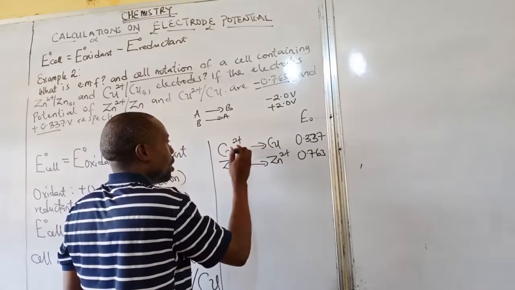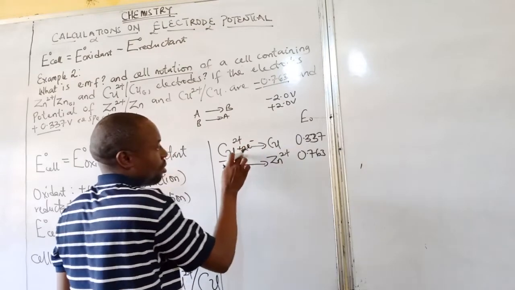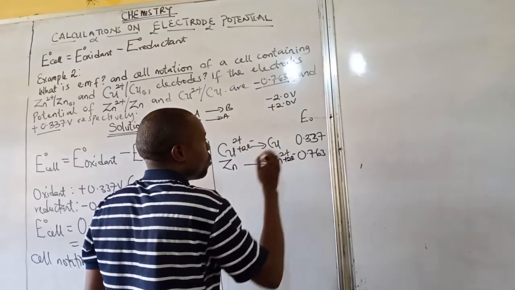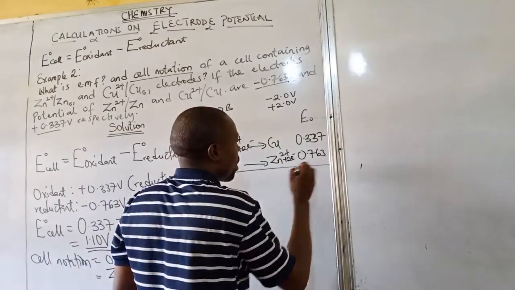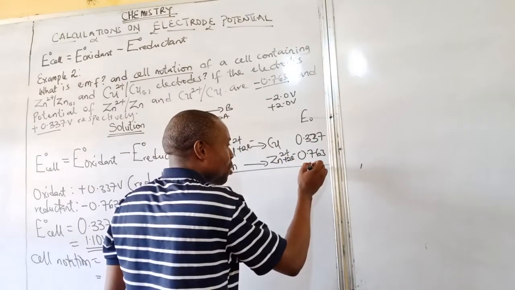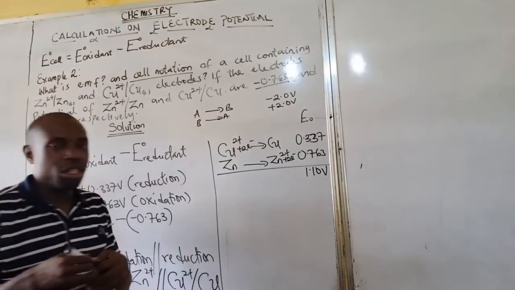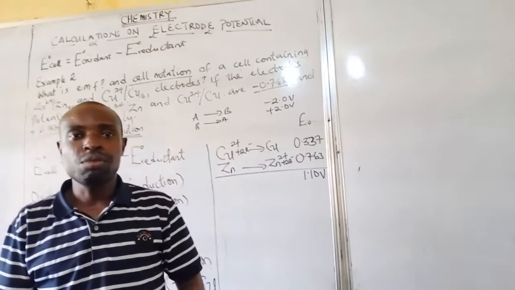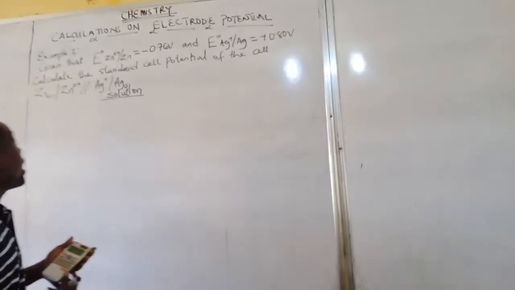For reduction, electrons are added to the left hand side, and for oxidation electrons are added to the right hand side. So with everything here, the answer still remains 1.10 volt, which is similar to what we have just done here. All right, we move to the next question.